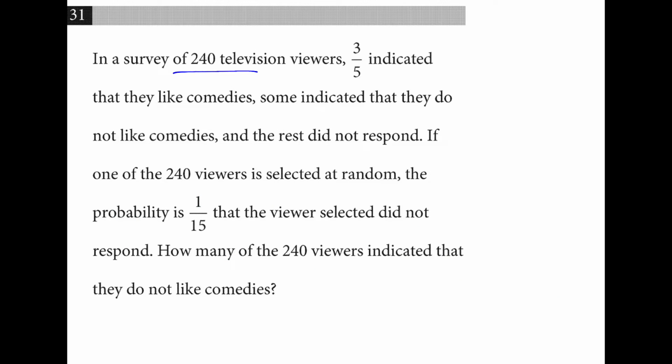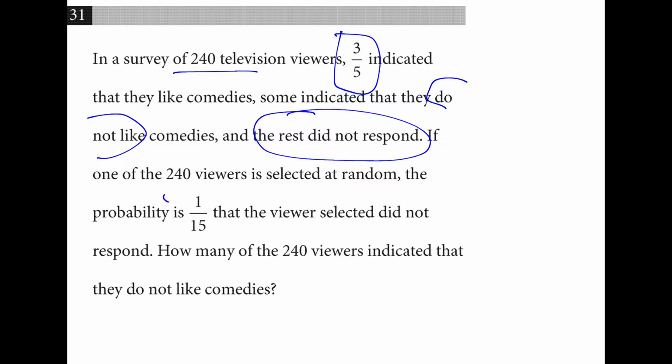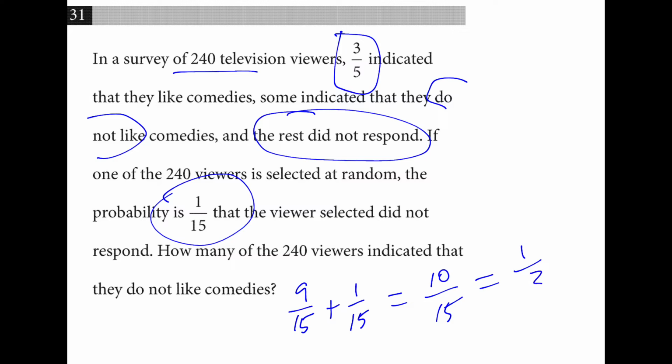Of 240 television viewers, if 3/5 say they like comedies, some do not like comedies, and the rest did not respond. And we know now that that's 1 out of 15. So if I take 3/5 and I make that 9/15 by tripling each, I'm going to add that to the 1/15, and that's a total of 10/15. The remaining is the 1/3 out of 240, or 80 viewers that do not like comedies. Because 10 out of 15 either do like comedies or didn't respond, so this is what's left over.